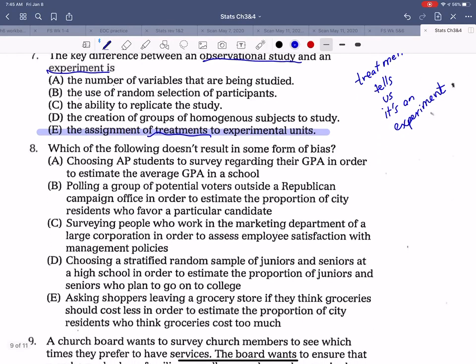8, which of the following does not result in some kind of bias? So this is going to tell us that all of these do except one.